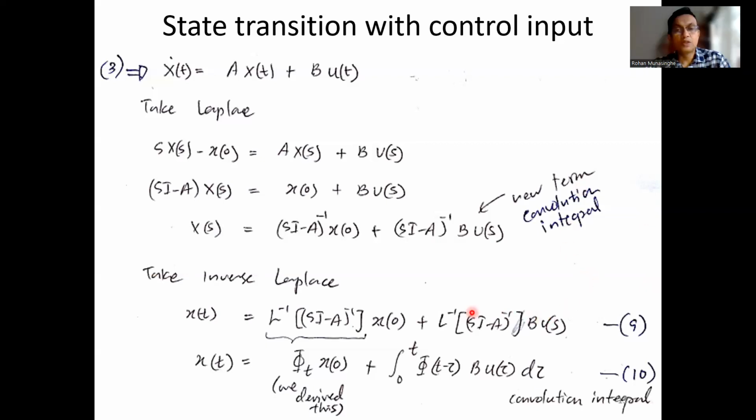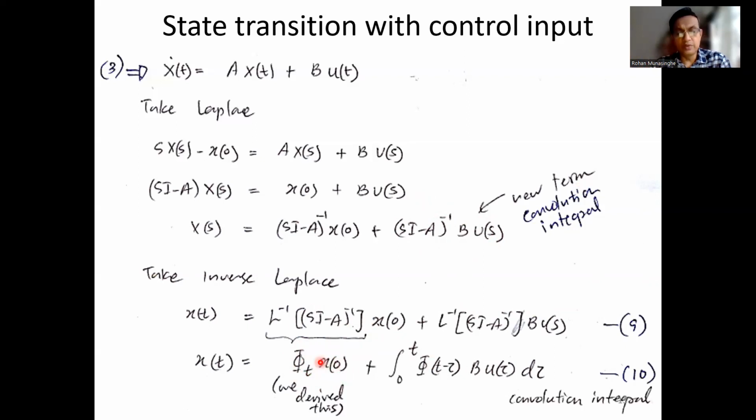Okay. So now we have this second term coming up. Now we know that's a convolution integral. All right. So let's deal with it. The first one, we don't want to do anything. We have done it. It is phi t x0. This is state transition without the control signal.